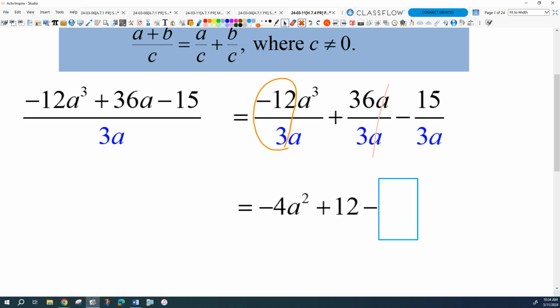And in this last one, what do the numbers simplify to? 5. Okay, minus 5. Okay, gotcha, 5. And then what about the variables? Yeah, the a stays on the bottom, right? There's nothing to cancel the a on the top, agreed? So we're just going to end up with that. Okay, no big deal. So again, the strategy we have if we're dividing a polynomial by a monomial is just break it up into separate fractions and simplify each one. Okay, piece of cake. That's not a big deal.